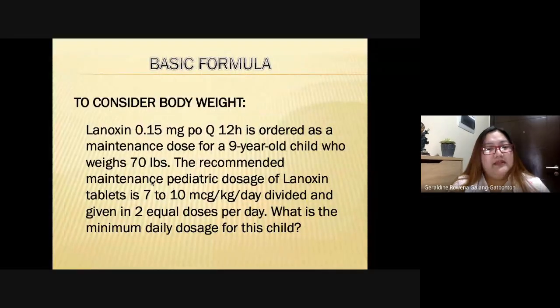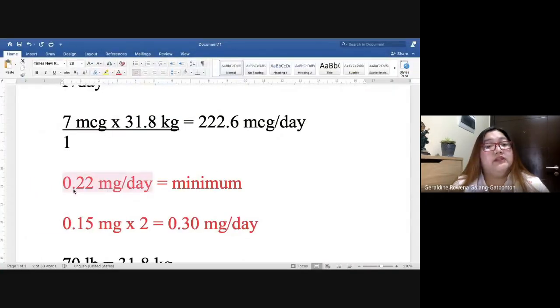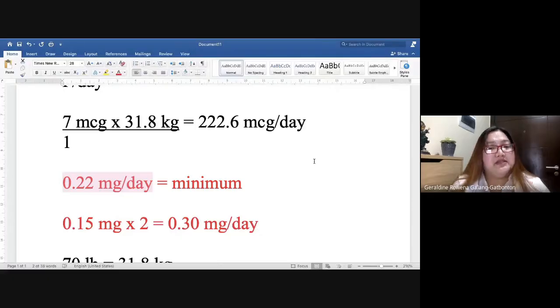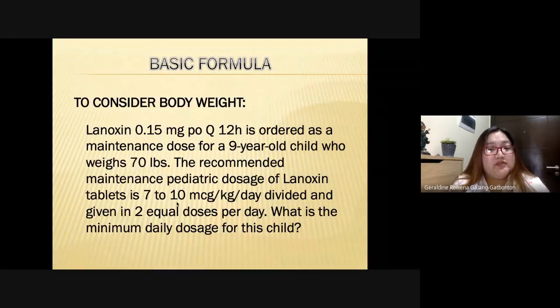Okay? So again, ang inalam natin dito, ano ba yung minimum daily dosage na pwede sa batang yan? Kasi nakalagay 7 to 10 per day. Okay? Yun pala, itong 7 microgram per day na ito is actually 0.22. Yung binibigay sa kanya, 0.15 dalawang beses sa isang araw, which is 0.30. So, tama siya. Okay? Kasi more than siya doon sa minimum. And for sure, hindi naman siya lalagpas ng maximum na 10. Alright?